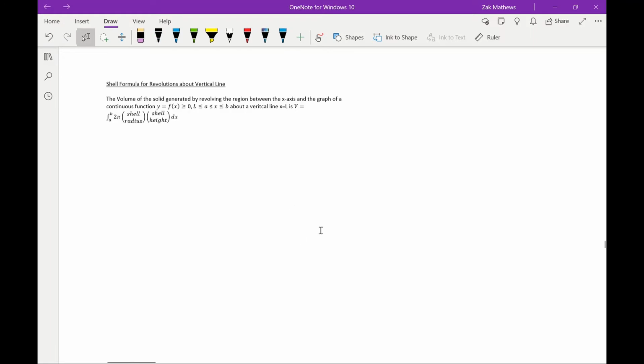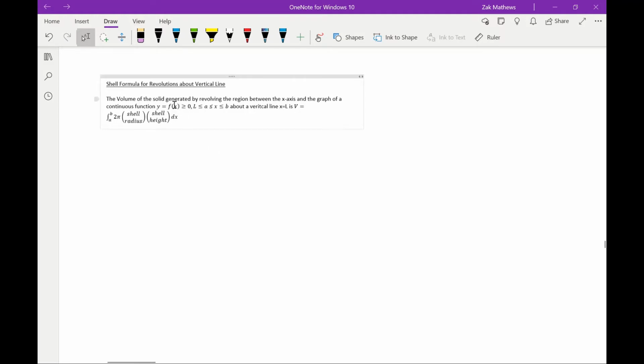The volume of the solid generated by revolving the region around the x-axis in the graph of a continuous function y equals f of x greater than or equal to 0, where x is greater than a, which is also greater than L, which is going to be the vertical line we're rotating about, and x is less than b, so it's in that interval, then the volume is equal to the integral from a to b of 2 pi times the shell radius times the shell height dx, just what we defined a second ago.